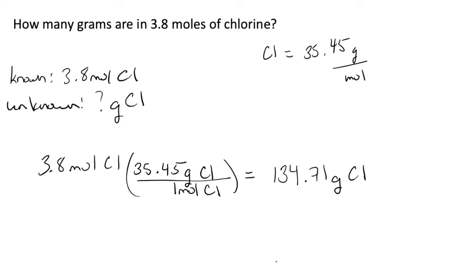and that would give us 134.71 grams of chlorine. Since we have only two sig figs, 3.8 is two sig figs. Remember, we do not include our conversion factors in the determination of the number of sig figs. Those are considered exact numbers, infinite numbers, and we do not consider those when we're looking at sig figs. So since we need two sig figs, we're going to write this in scientific notation, which will be 1.3 times 10 to the 2 grams of chlorine in 3.8 moles of chlorine.